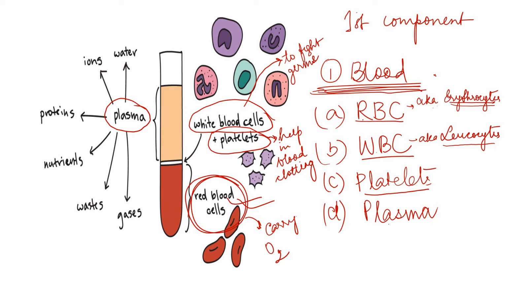Okay, so how does this happen? Who plays this role of clotting our blood so that there is no mishap by the flow of blood unnecessarily? Who plays this important role? These are the platelets, they help in blood clotting.